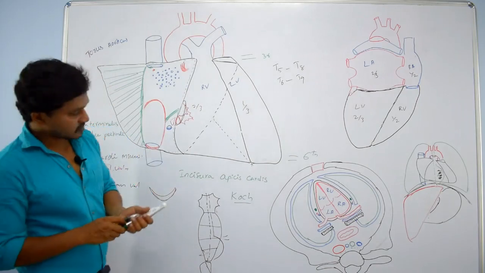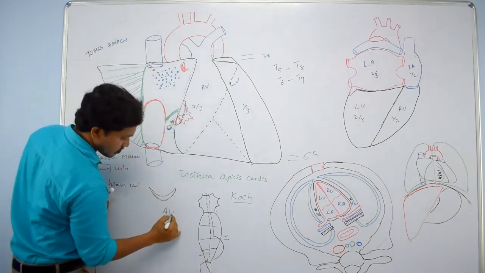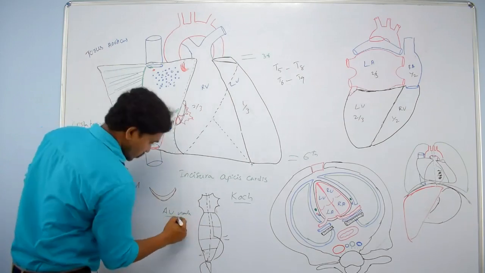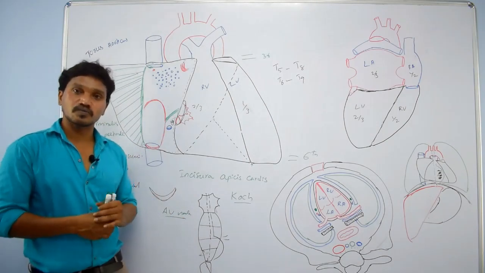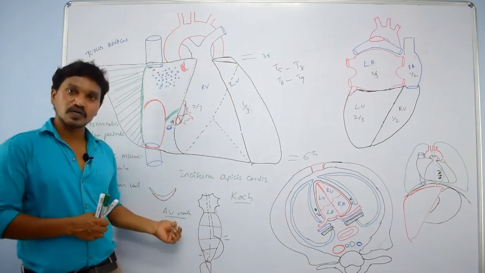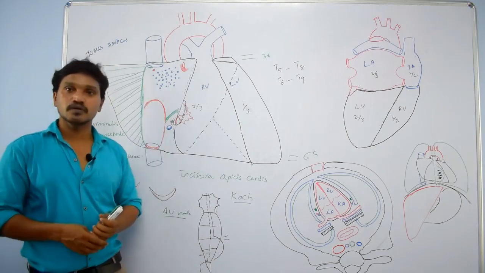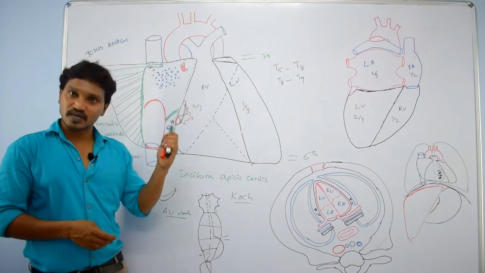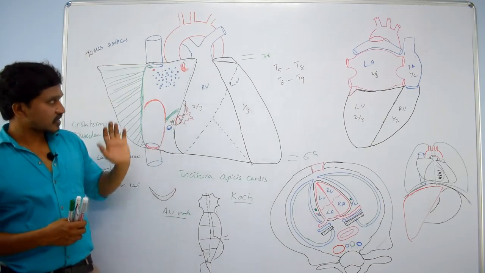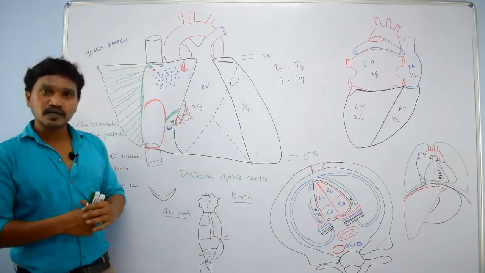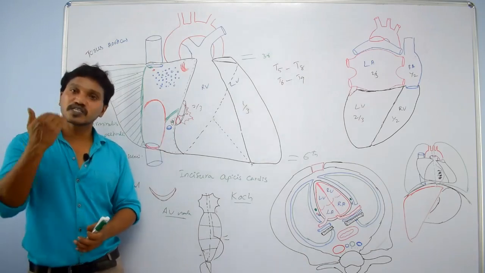It contains the AV node. What is the AV node? Atrioventricular node. It is one of the components of the conducting system: SA node, AV node, bundle of His, Purkinje fibers. These are the conducting system parts. Clear? So that is the importance of the triangle of Koch. So these are the important features of the posterior surface.